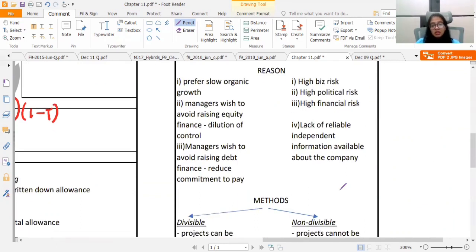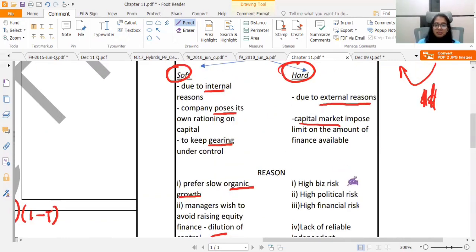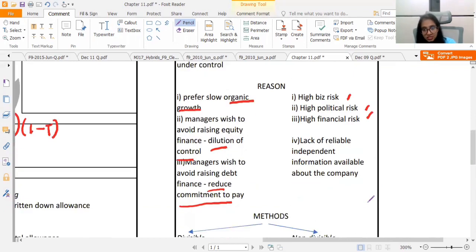So here, the reason: the company prefers slow organic growth. That means they don't want to be acquired, they don't want to acquire, they don't want to merge. You want to grow by yourself. All right. You don't want dilution of control. You don't want very high finance cost of obligation. Here, high business risk, political and financial risk, and the information relevant to the company is much lesser. Okay, so this explains A to Z on capital rationing.